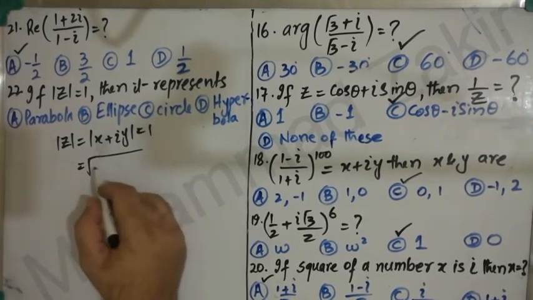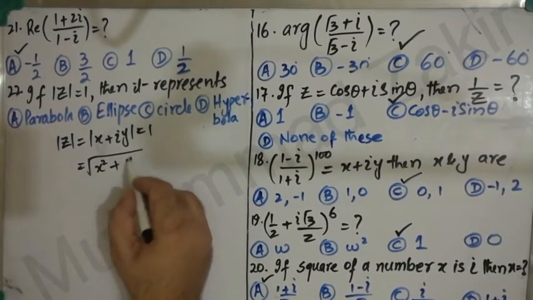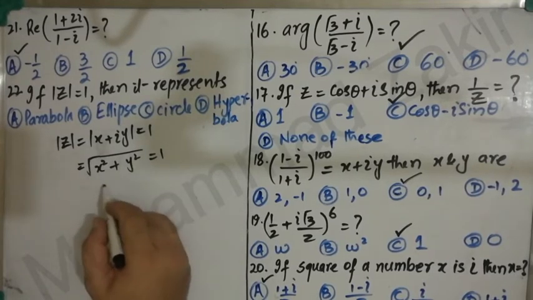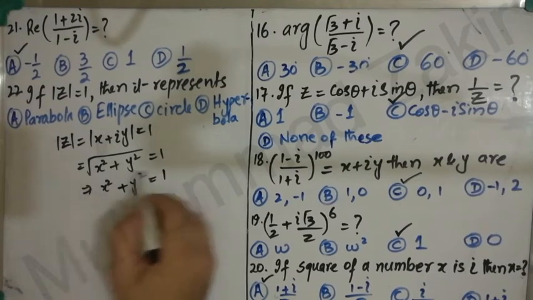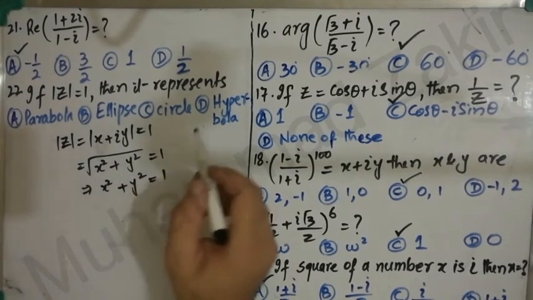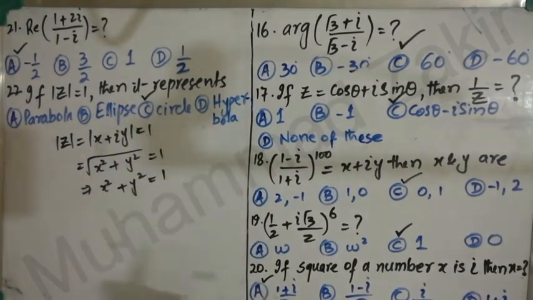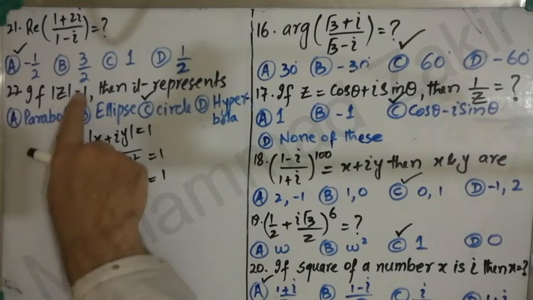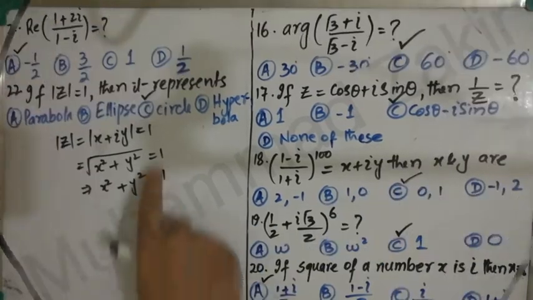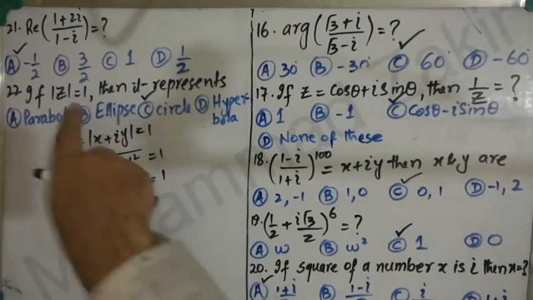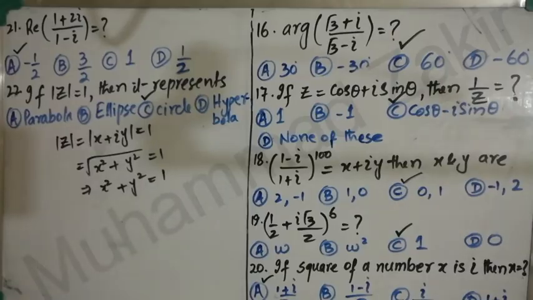Modulus is real part square plus imaginary part square equal to 1. What will it be? Squaring both sides, that gives x square plus y square is equal to 1. This is the equation of a circle. So this represents a circle. We can remember this fact that z modulus equal to any constant number will represent a circle. This particular circle is called the unit circle. Z modulus equal to 1 is called the unit circle.